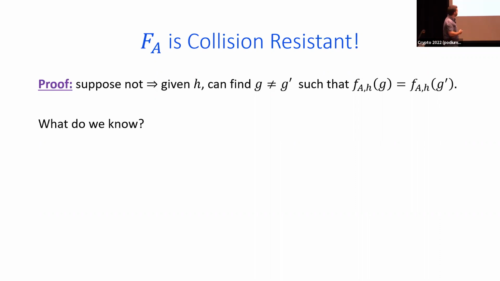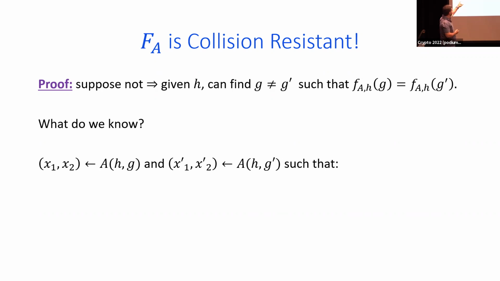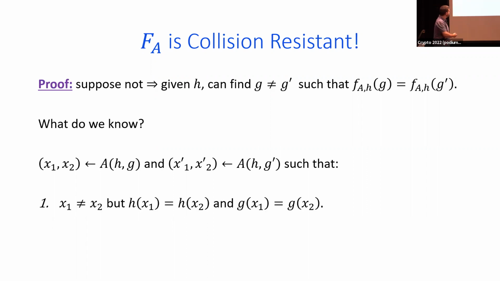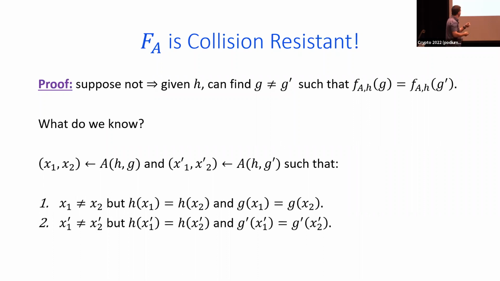So what can we say about this collision that was found? It's just parsing. If I run A on input G, I get this collision X1, X2, a collision for the original first candidate that we have. And when running A on input G prime, we get a different collision, X1 prime, X2 prime. And what do we know about these? Because they're a collision under the original F, it means X1 is different from X2, but they collide under both H and G. And we know that the same holds for X1 prime and X2 prime. But because we have the collision under F sub A, we know that H of X1 is equal to H of X1 prime.